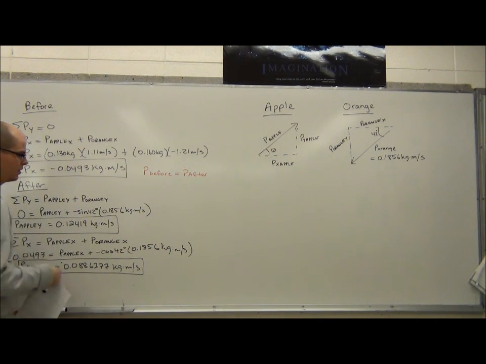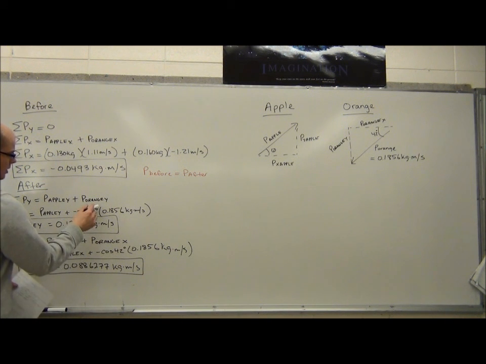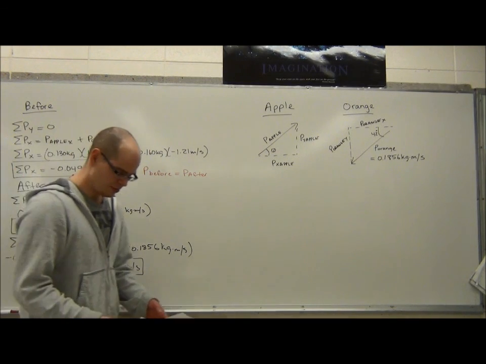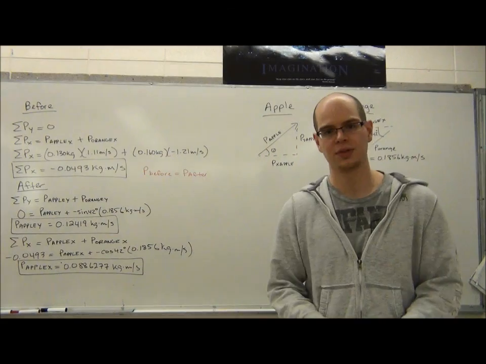I won't go over that specifically in the video, but you need to know how to set up and find a y component using the trig. So from this calculation here, this is the y component of the momentum for the apple. And down here, I'm calculating the x component of the apple's momentum. What's very important about this is I've now got all the information I need to find the resultant momentum of the apple, because that's just the x component and the y component together. So if I put those two things together, I get my resultant momentum.